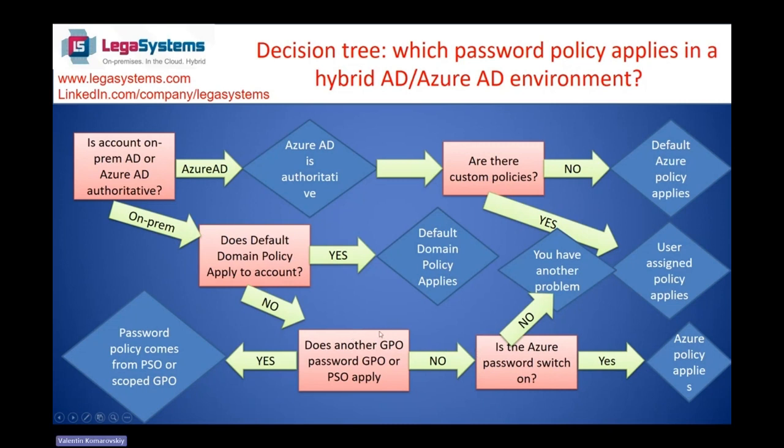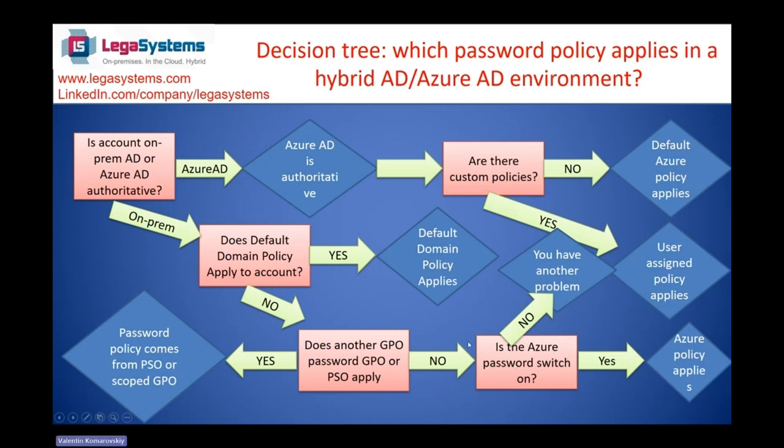You also want to look at whether there is a password settings object configured in Active Directory administration. If there is a PSO configured, then you want to see if it's scoped to a group, and if it's scoped to a group, whether the user you are discovering this for is a member of that group. If the PSO doesn't apply, you want to see if the Azure AD password policy switch is on. On an account that's replicating from on-prem into Azure AD, we'll have the Azure AD password policy in Azure if this switch is on.